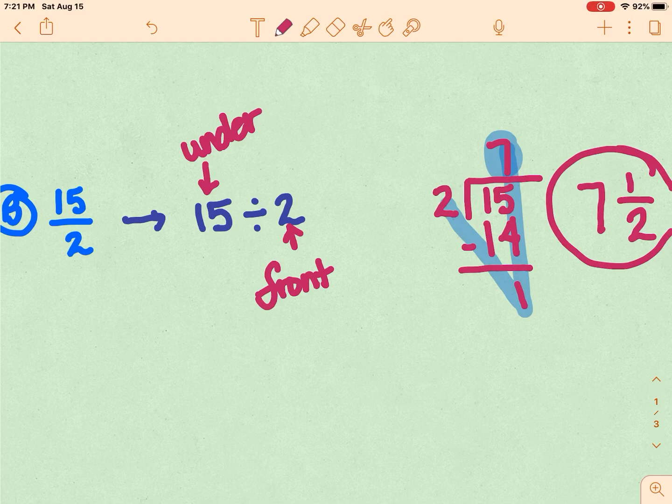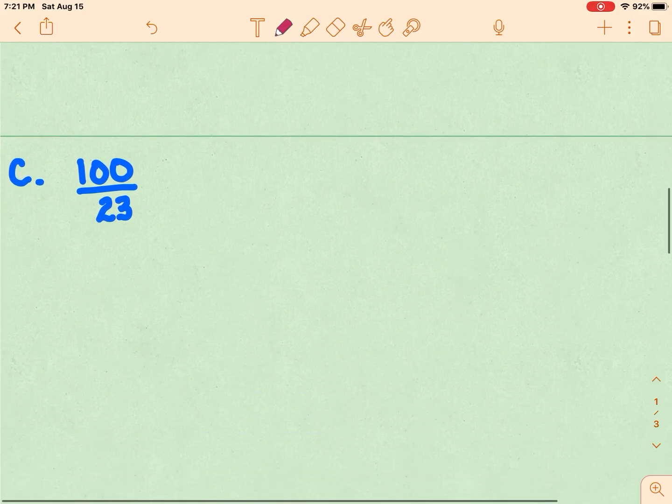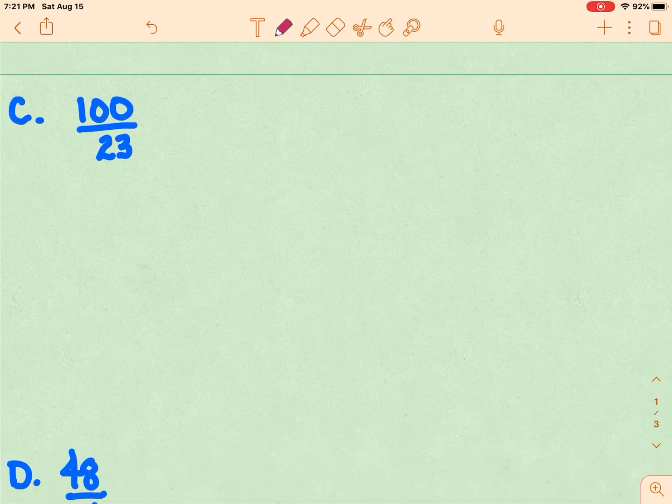Okay, so let's take a look at the next example. So let's start to get numbers a little bigger. So I have 100 over 23. So that's like 100 divided by 23.